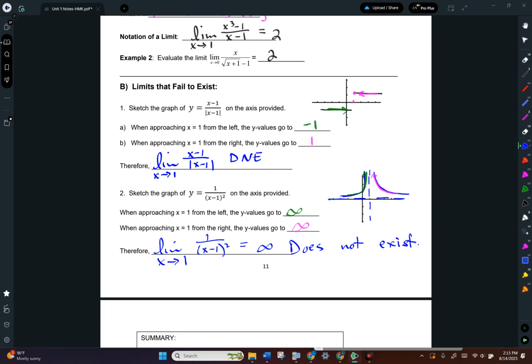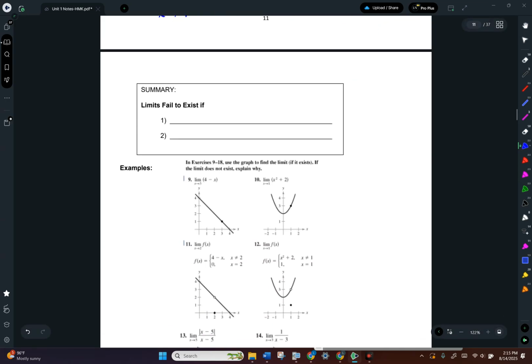Okay, so let's put a summary here. There are 2 ways that a limit doesn't exist. The first way is that the left does not equal the right. In other words, the left side of the graph does not meet up with the right side of the graph. And the second way is if you have a vertical asymptote.